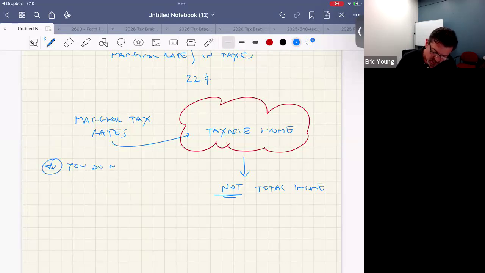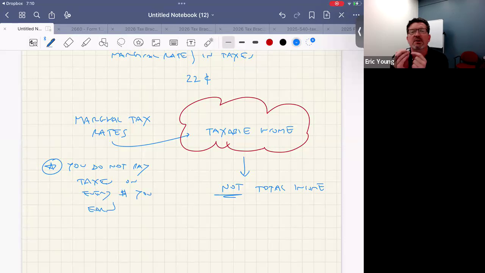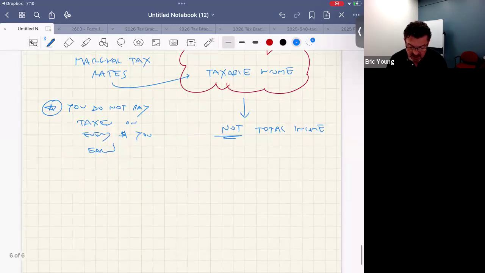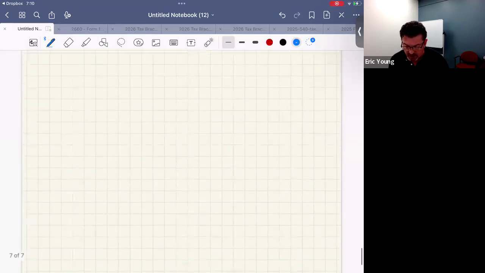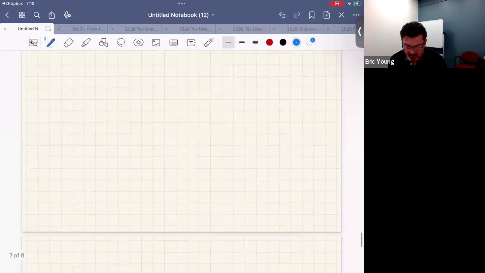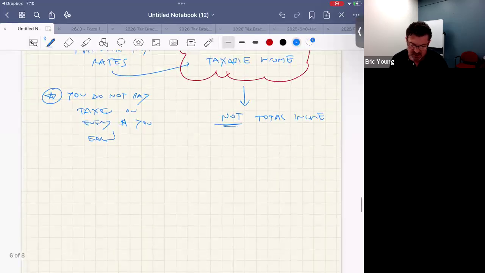This is really important. To say it in another way, you do not pay taxes on every dollar you earn. Really important to understand this. You do not pay taxes on every dollar you earn. The basis of your taxes is your taxable income. So you say, well, Eric, okay, what does this mean?